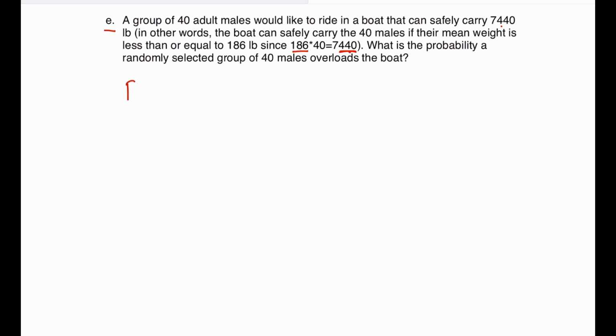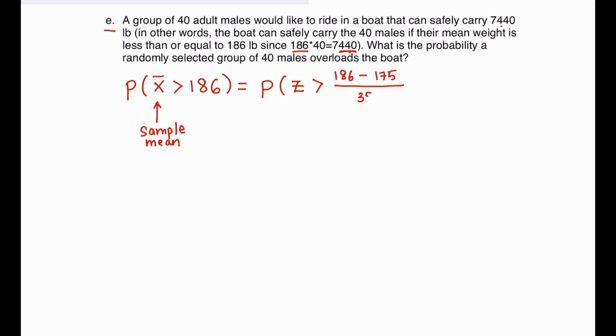So we are looking for the probability that X bar is greater than 186 pounds. Okay, so note this is the sample mean. It is not just X. So this is not an individual male. Okay. I also want to point out that I could use greater than or equal here as well. It's a continuous distribution, so it won't make a difference in the probability. And this is equal to the probability the z-score is greater than 186 minus 175 over 35 divided by root 40.